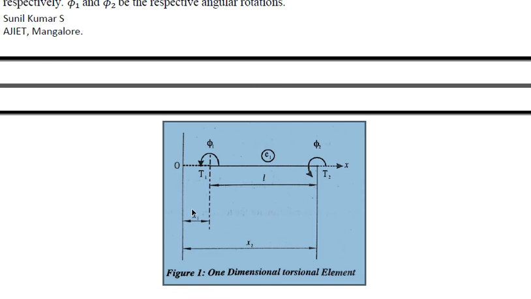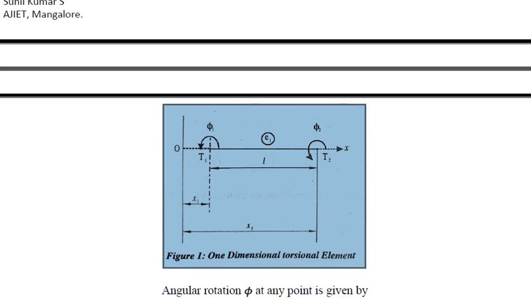Let us consider this element with node 1 at a distance x1 from the origin and node 2 at a distance x2 from the origin, and this is considered in global coordinates. This is about the torsional member.